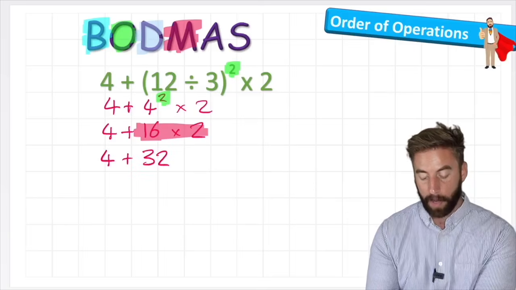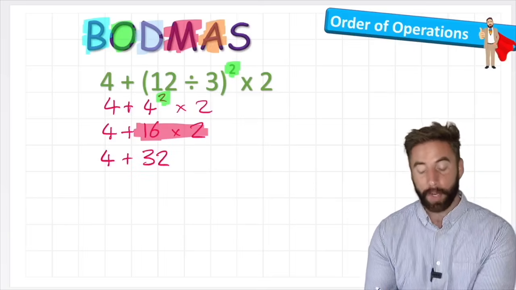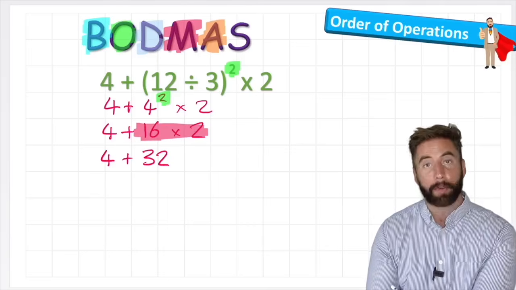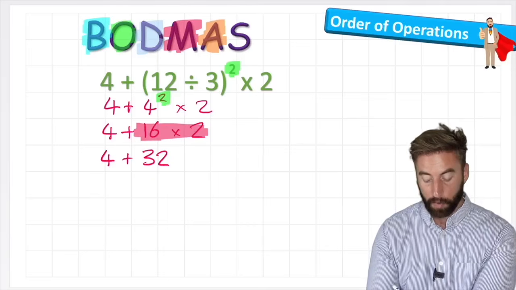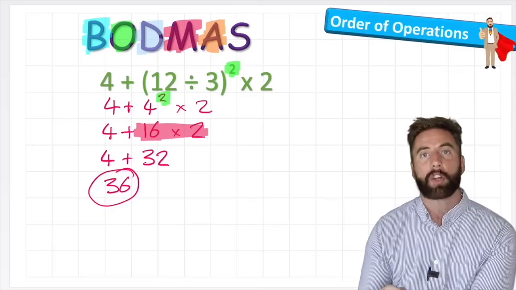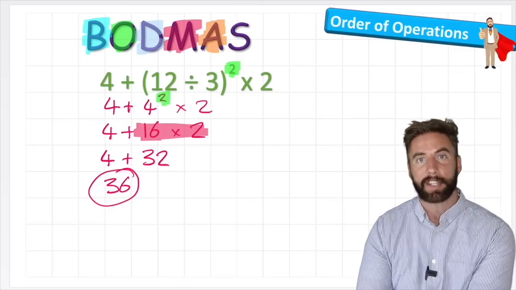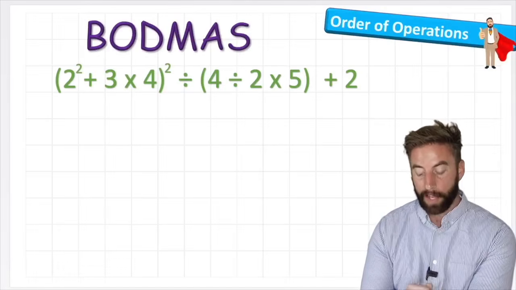And I can now do my addition, and that's our last question actually. So I can now do 4 plus 32, and 4 plus 32 equals 36. So my total answer for this expression is 36. Okay, let's look at a harder one then. Let's look at this one here.